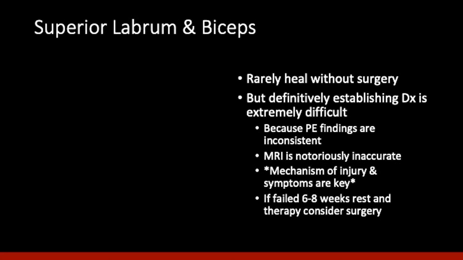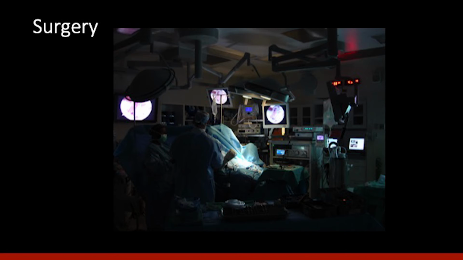So MRI is usually done if they're failing non-operative treatment and you're thinking you're going to have to go to surgery, but I put very little stock in what the MRI is showing me. I tell everyone that it's going to be based on what it looks like when I get in there, and the MRI for me is frankly more important because it rules out other things, make sure there's not something else that I'm missing more than confirmatory for a bicep or superior labrum injury.